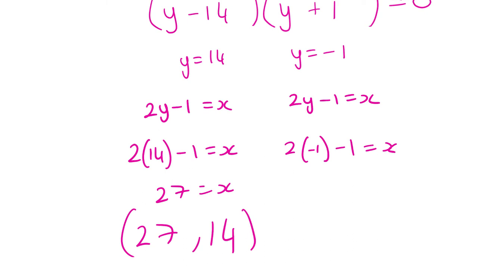2 times minus 1? Minus 2 minus 1, minus 3 equals x. So then for the second pair of coordinates, minus 3, minus 1.